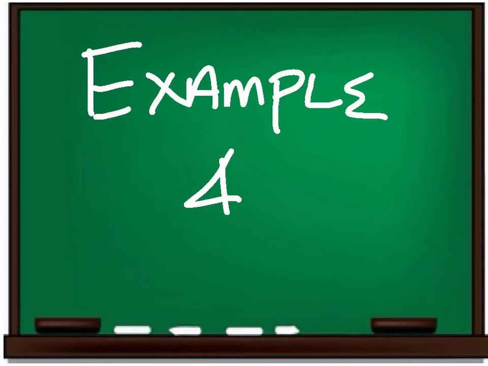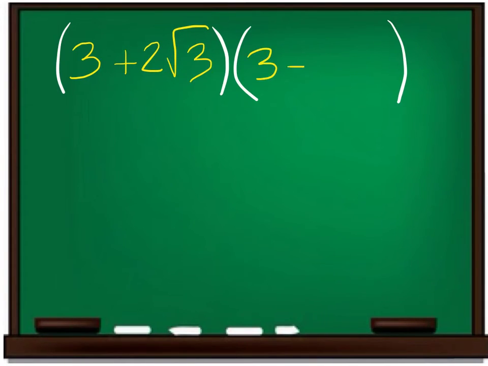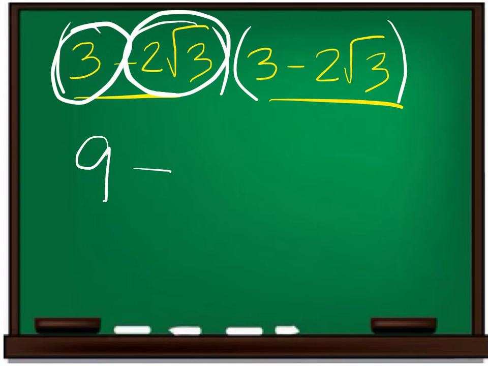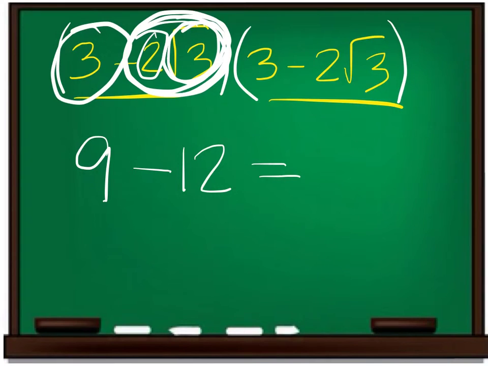Here's example 4. Let's say I have another factored version of the difference of 2 squares. And it turns out to be 3 plus 2 square root of 3 and 3 minus 2 square root of 3. Same quantity except the sign is different. You still do it the same way. 3 squared is 9. What's the sign? Minus. Always. And I have to square this. What's 2 squared? 4. And what's this squared? 3. 4 times 3 is 12. The answer is negative 3.